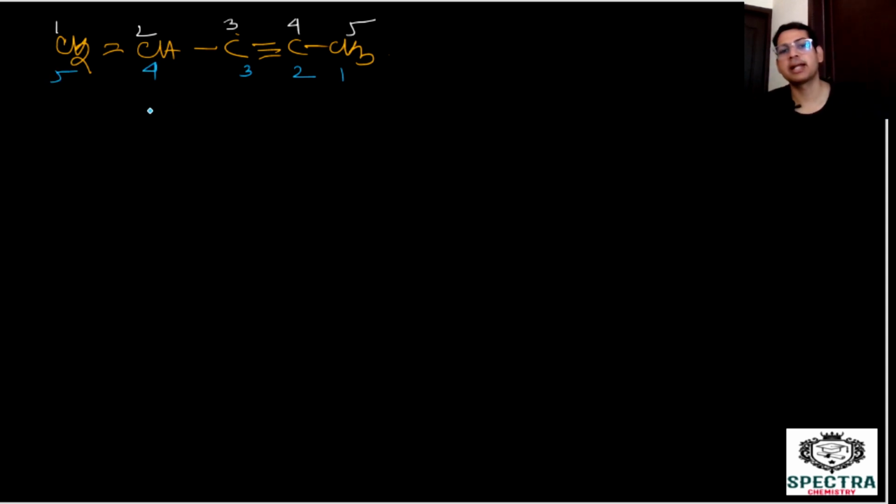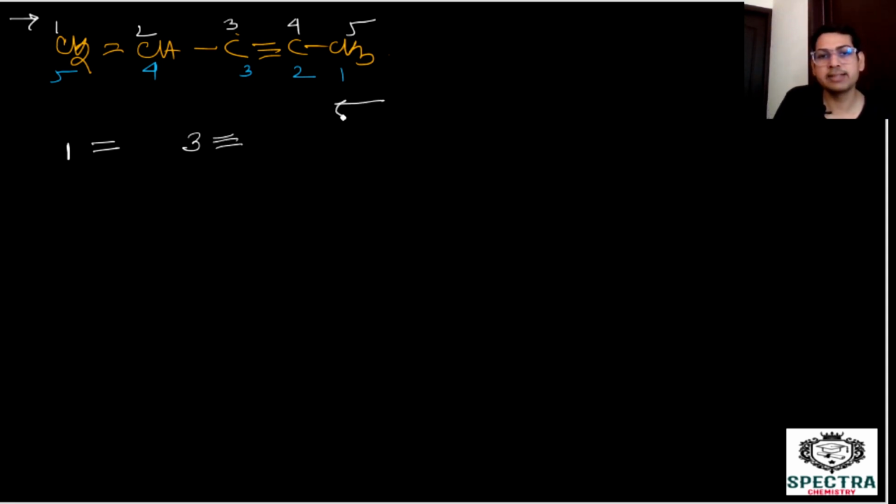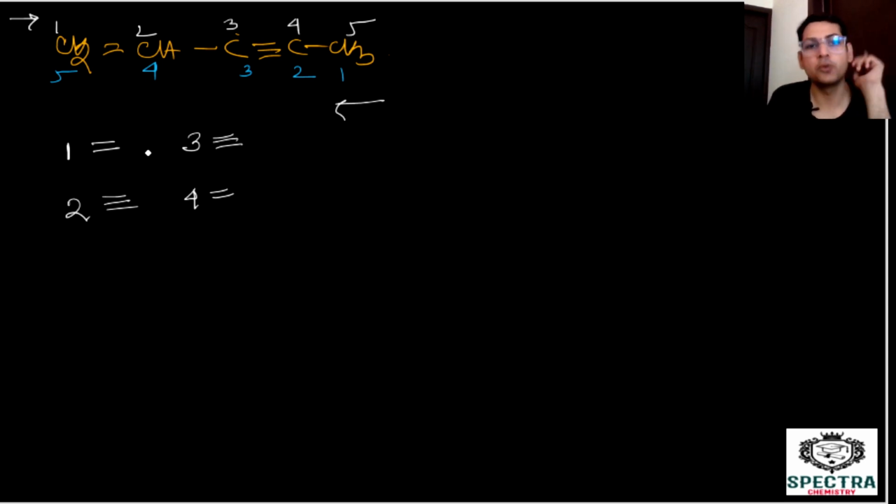Which one is correct? If I go from the left hand side, at carbon number 1 I am getting the double bond and at carbon number 3 I am getting the triple bond. But if I go from the right hand side, at carbon number 2 I am getting the triple bond and at carbon number 4 the double bond. So what is the rule? The rule says that it doesn't matter if you have a double bond or a triple bond.